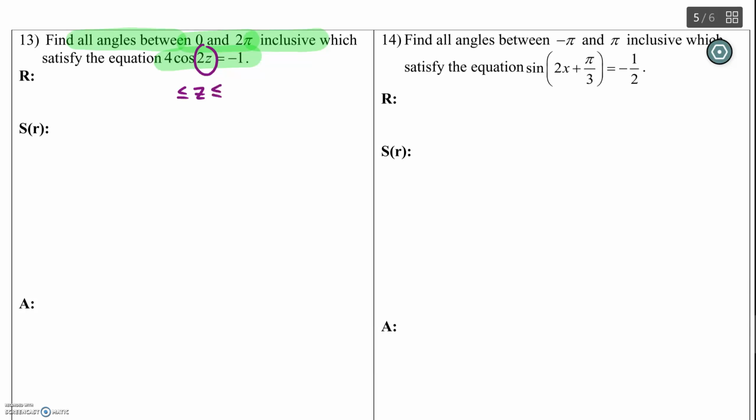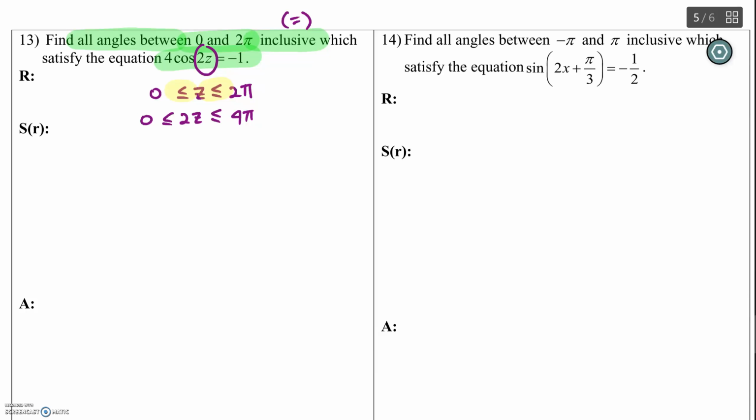So given that z is between 0 and 2 pi, inclusive means with the equal sign. So therefore you can see that there's an equal sign here and an equal sign here. So we need to find 2z. So multiplying by 2, I'll get 4 pi.